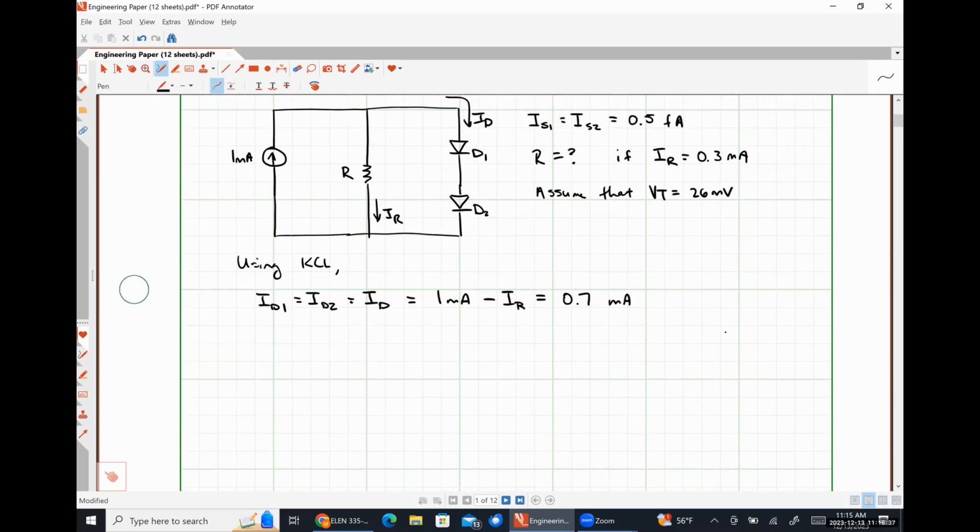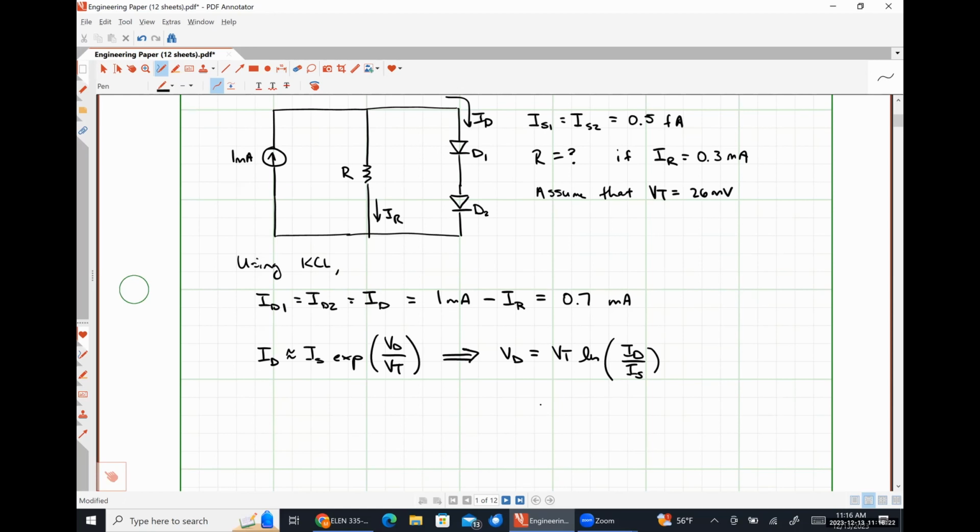So since ID is going to be approximately equal to IS times the exponential of VD over VT, we could rearrange this to find that our diode voltage VD is going to be VT times the natural log of ID over IS. Is everybody comfortable with going from here to here? All right.